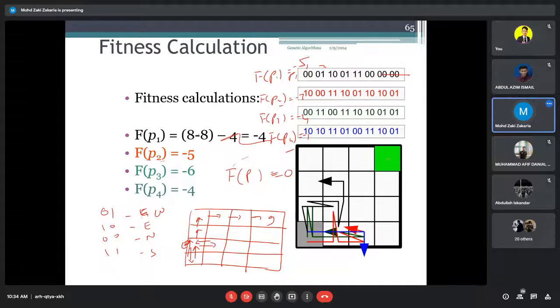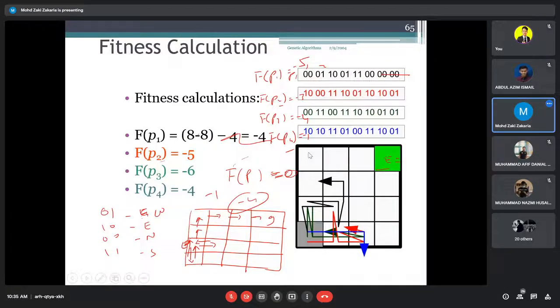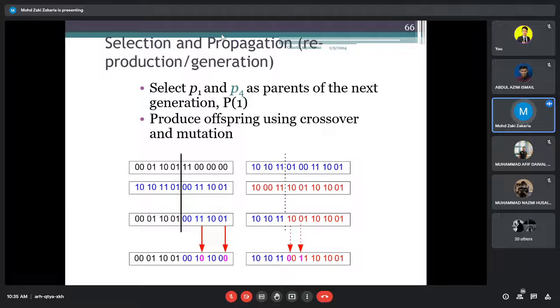The end point equals no movement. 0 means no movement. If -4, it means you need 4 movements to reach the goal. If -1, you need 1 more movement to reach the goal. So 0 means you reach the goal. Clear? Clear. So that is the process, how we use optimization to solve this game or this problem. Then this is the same thing.